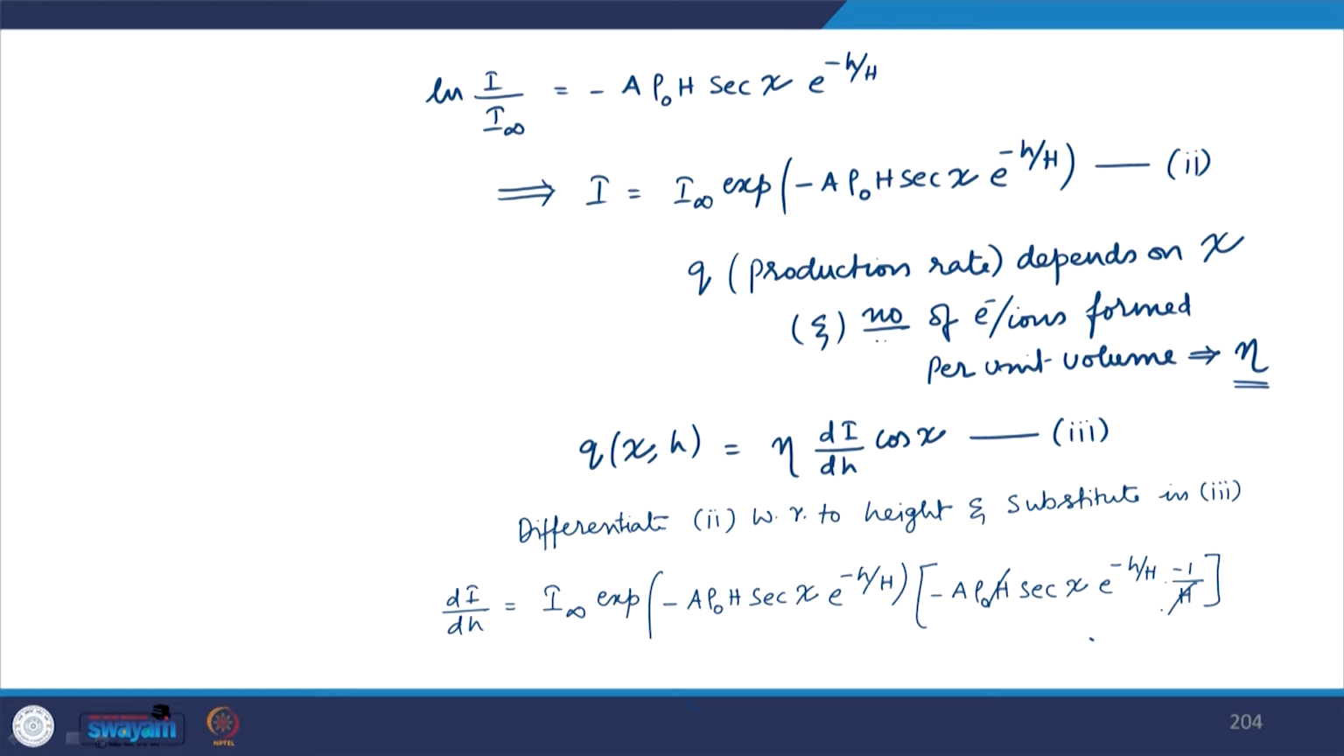Then we will write dI over dh is equal to I infinity a rho naught secant chi, upon substitution and simplification, minus h by H minus a rho naught h secant chi e to the power of minus h by H. Right, what is this? This is not an equation. Let's call this A.